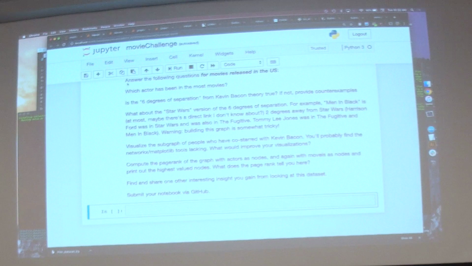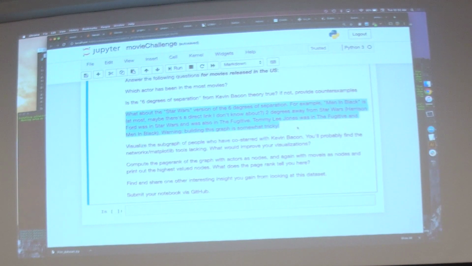And so we're interested in knowing, okay, which actor has been in the most movies? The very important question: is the 6 degrees of separation from Kevin Bacon true? And if not, who's not doing this? And then we also want to know if the 6 degrees of Star Wars is true. We're going to try to play the same game, but instead of looking at connections between actors, we're going to look at connections between movies and see what we find.